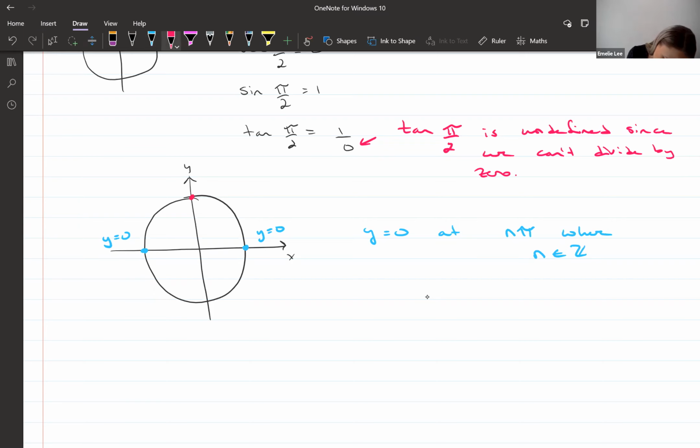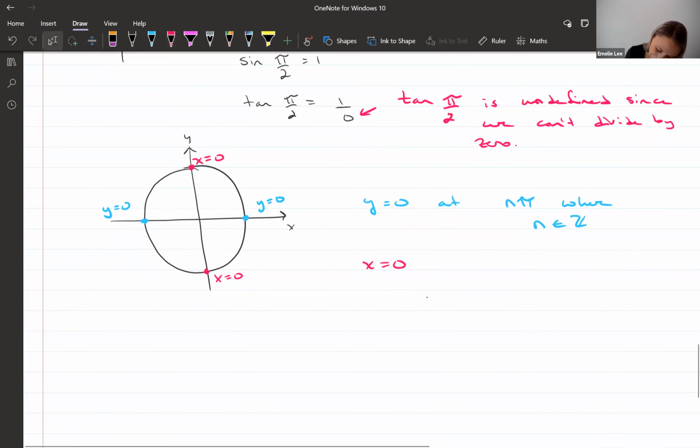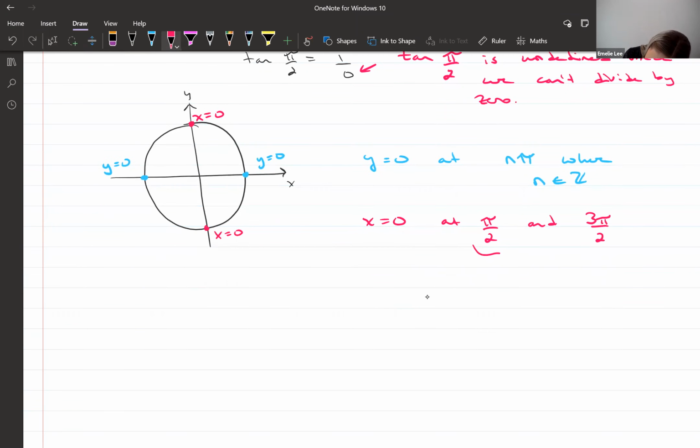Same thing up here. Just looking at your x and y axes, x is 0 here and x is 0 here. So x is 0 at pi over 2 and 3 pi over 2. But notice that, again, we're just moving a distance of pi. So it's really just pi over 2 and then multiples of pi.